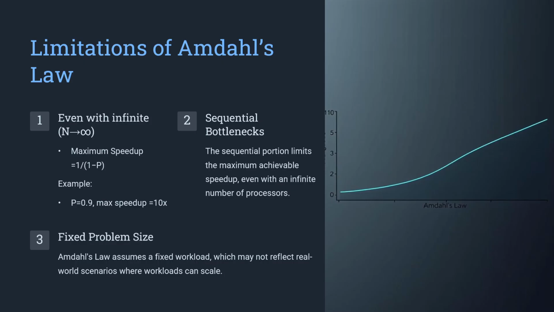The sequential portion limits the maximum achievable speedup even with an infinite number of processors. Then also the fixed problem size. That means Amdahl's law assumes a fixed workload, which may not reflect real-world scenarios where workloads can scale. Also overheads are a limitation. So this is enough: even with infinite processors, the sequential bottlenecks and the fixed problem size.